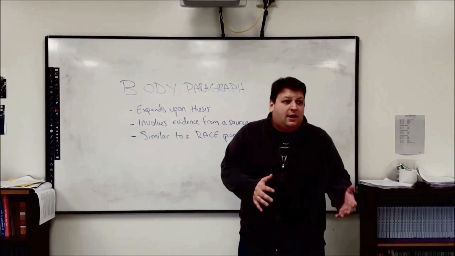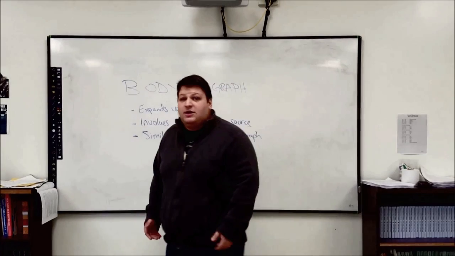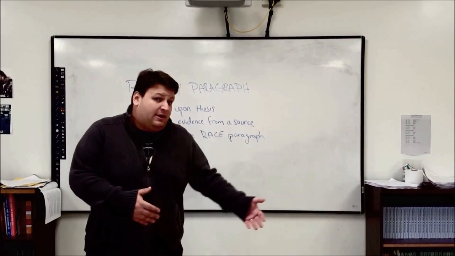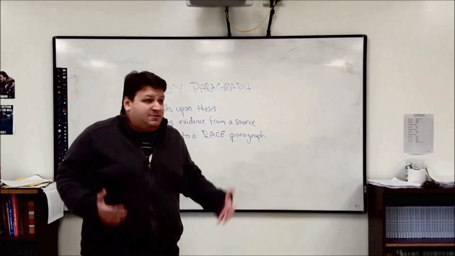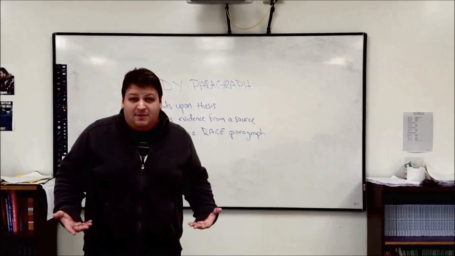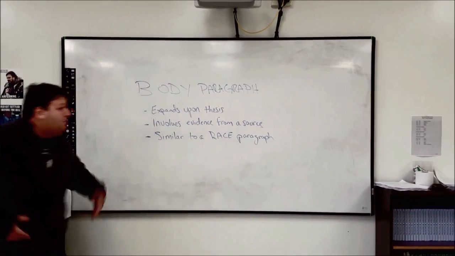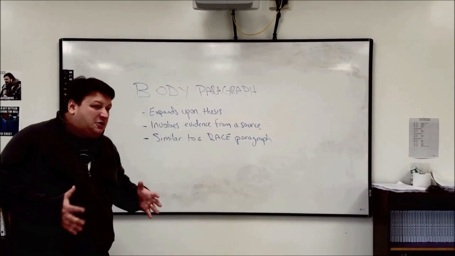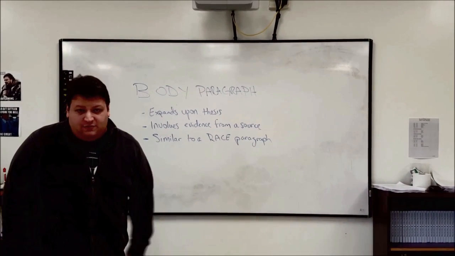So if you're writing an essay about a book, you're going to probably add a quote from the book. If you're going to go with your Taco Bell experiment, you might want to describe some of the interesting feelings you felt in your stomach afterwards. And then finally, the body paragraph is always going to be kind of similar in structure to that of a race paragraph, which we've been practicing a lot.